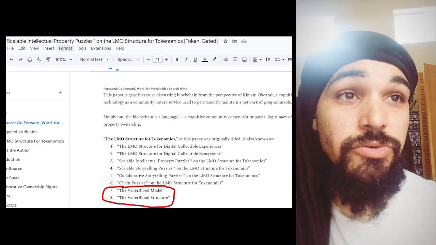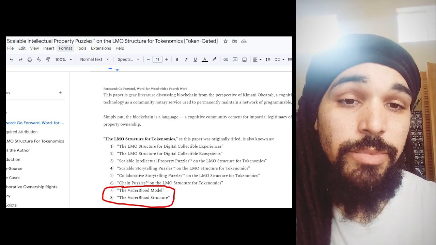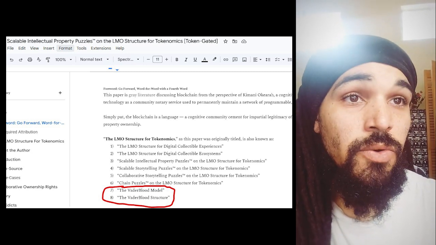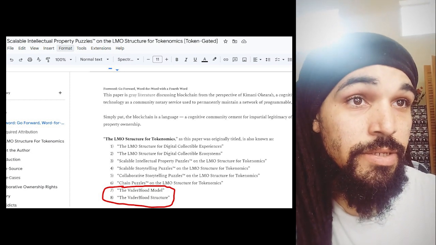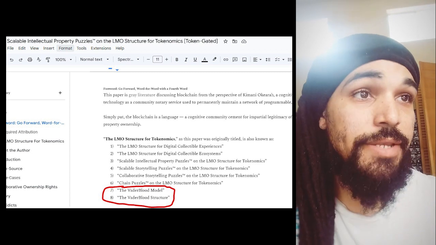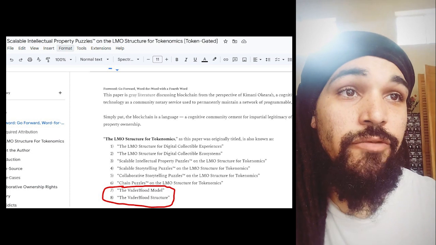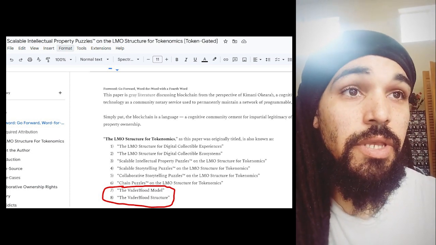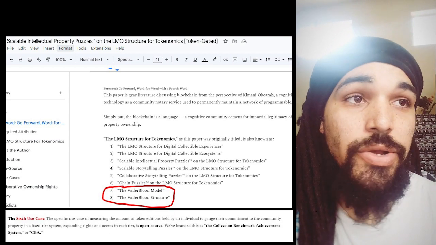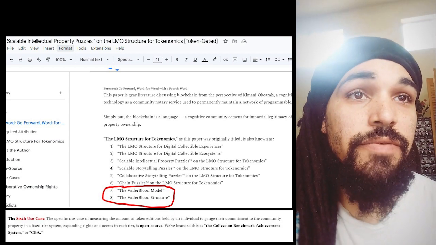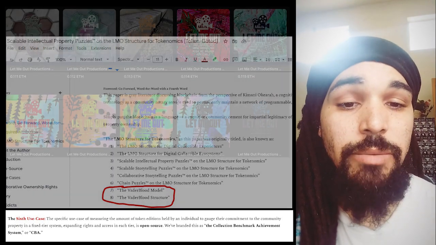Now, the entire strategy, which is officially titled the Scalable Intellectual Property Puzzles on the Almost Structure for Tokenomics, that's open source, with all of the appropriate copyrights, patents, trademarks like Scalable Intellectual Property Puzzle, and licenses immutably retained by myself or Let Me Out Productions with blockchain provenance. I actively want other platforms implementing specifically the sixth use case, the Collection Benchmark Achievement Systems, for their brand ownership and intellectual property ownership. A community of early adopters of this technology and this information have called this product a studio pass, an access pass, or membership pass.